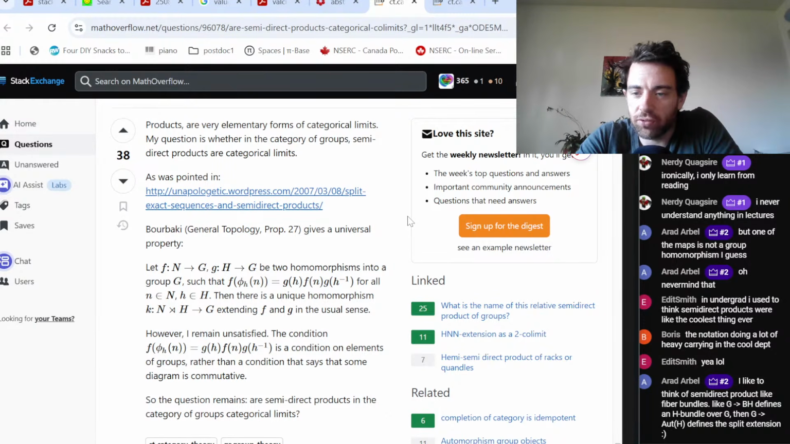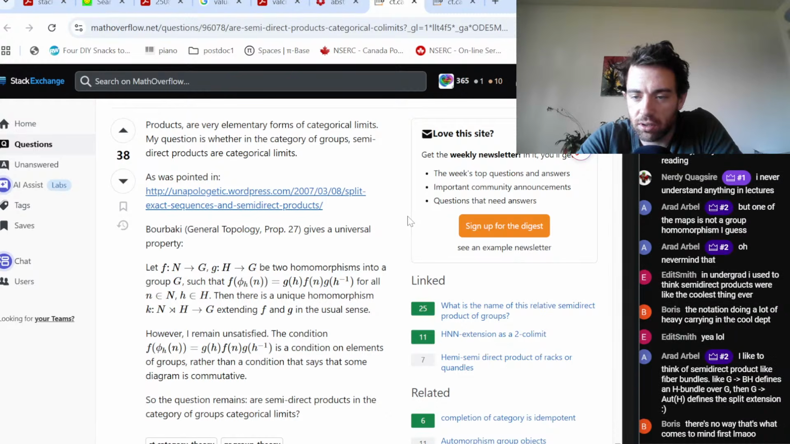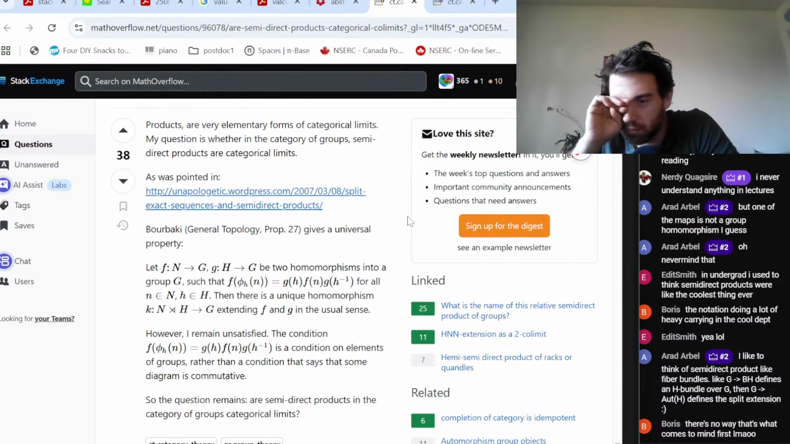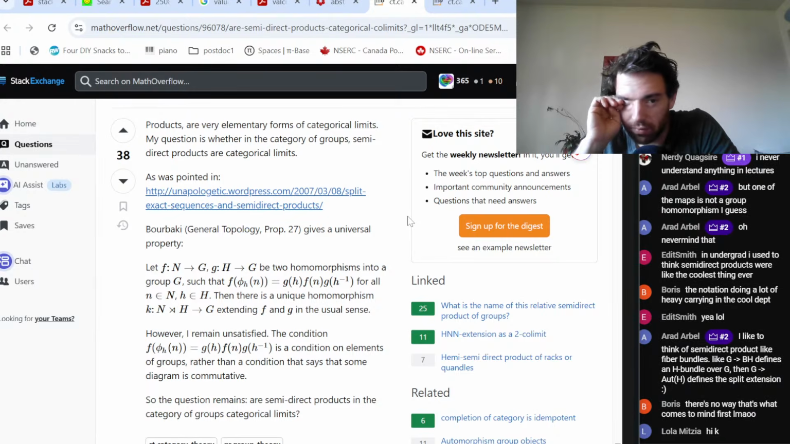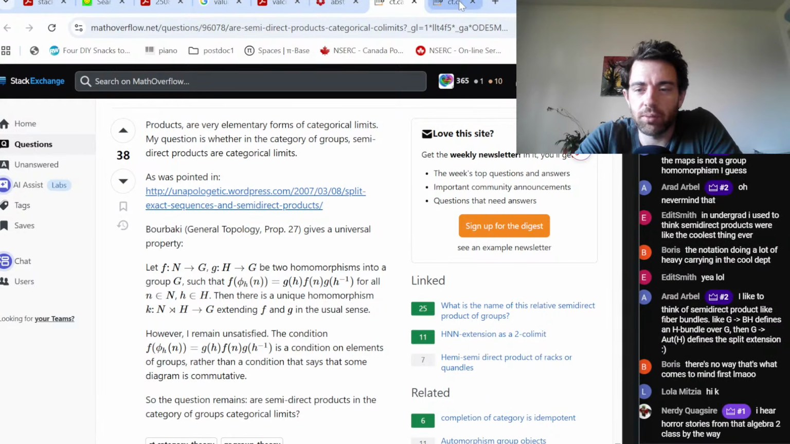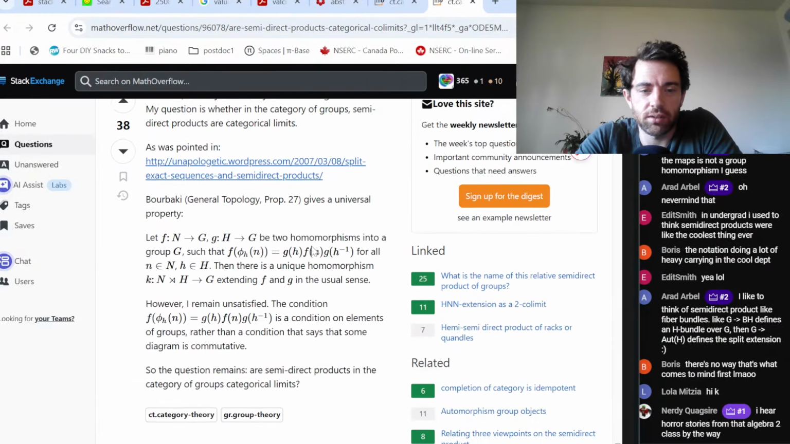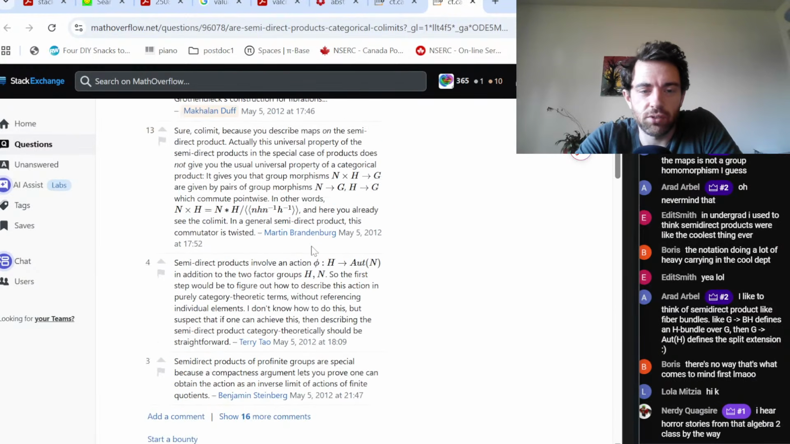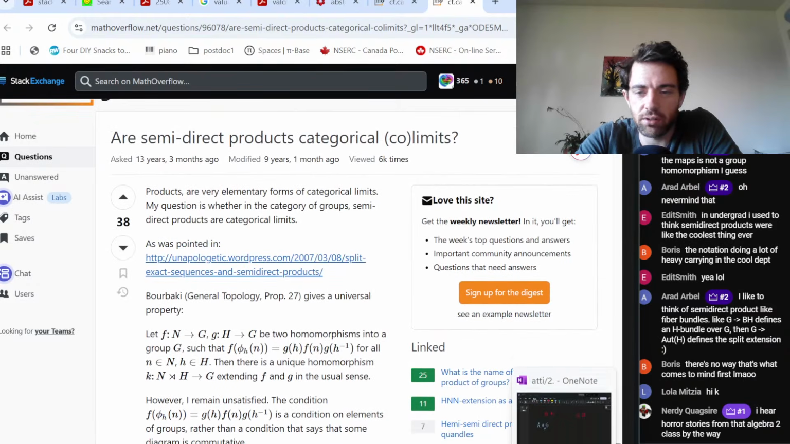Semi-direct products are like fiber bundles. A map G to BH defines an H-bundle over G, and then G into Aut H defines a split extension. Interesting. Actually, maybe I can dive into a little bit of near quackery.